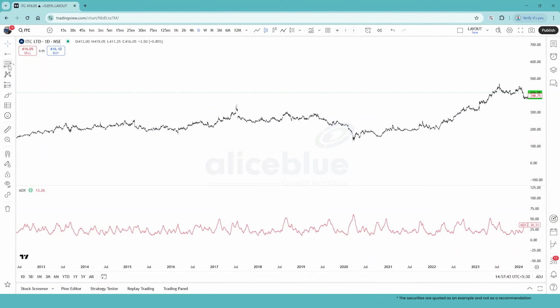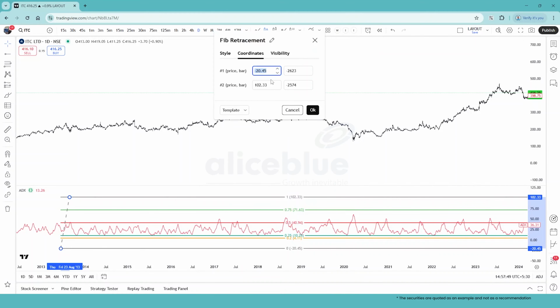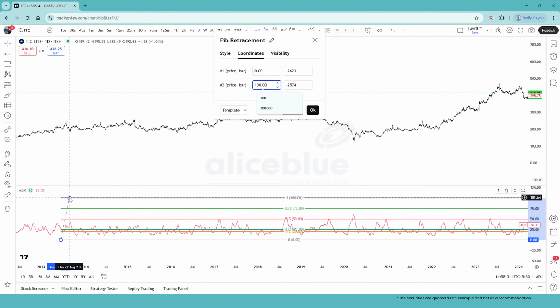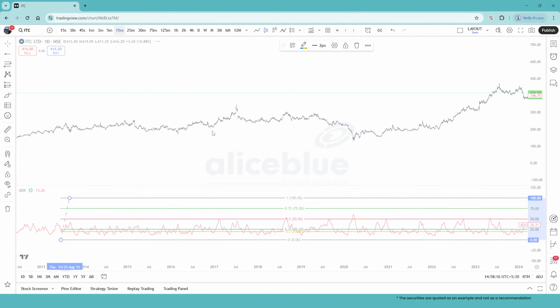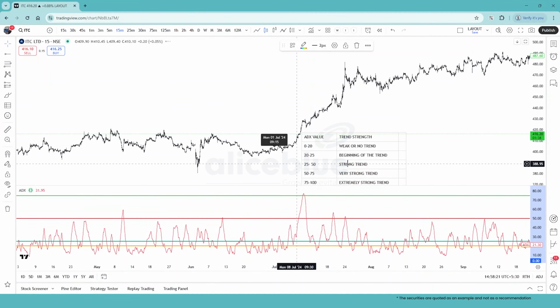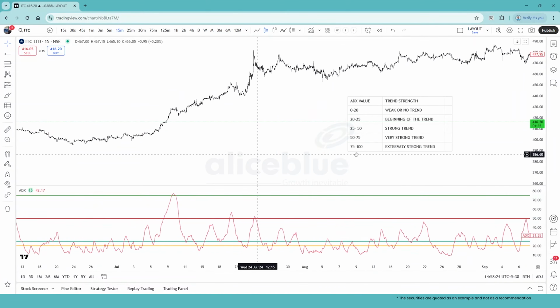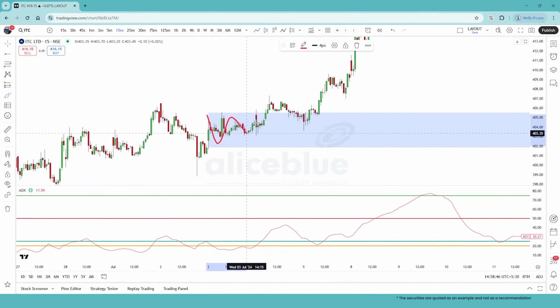I'm marking a Fibonacci retracement to understand the market, and in the coordinates I mark 0 to 100. Okay, so here the levels are plotted. Now I am going to the 15 minutes time frame. I'm randomly taking the date of July 1st. Here you can see in the 15 minutes time frame, the market is creating a consolidation, or is range bound.